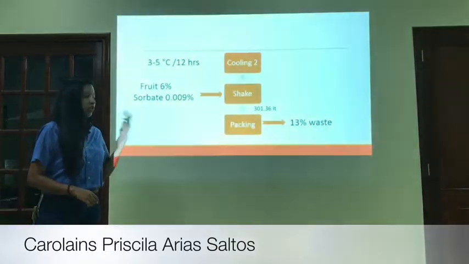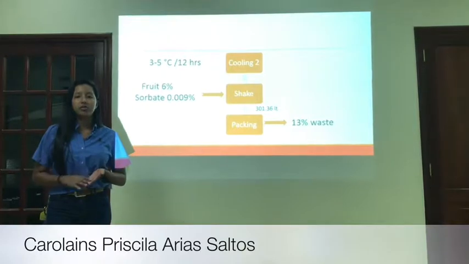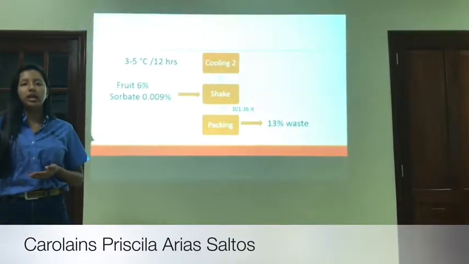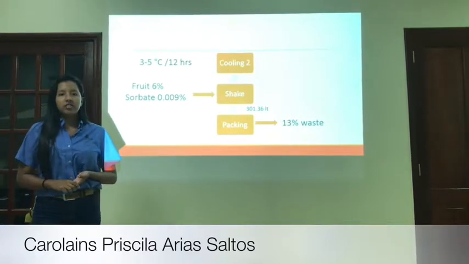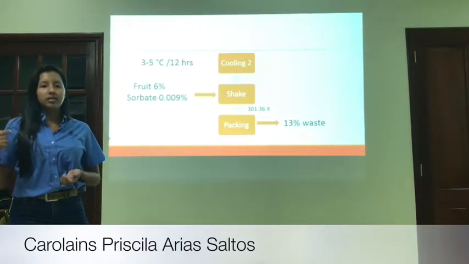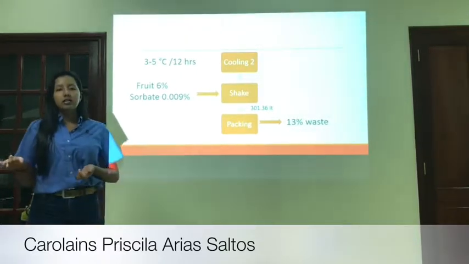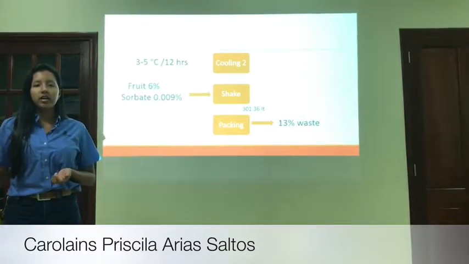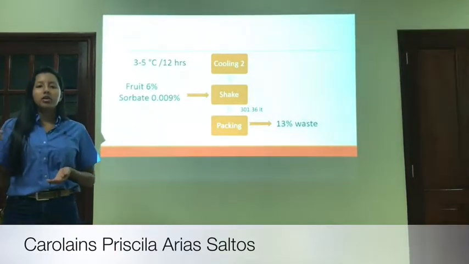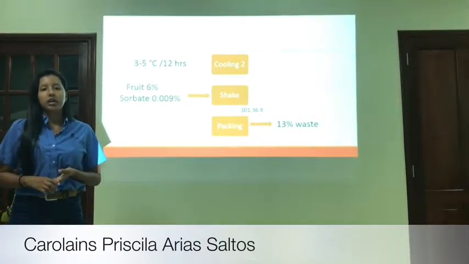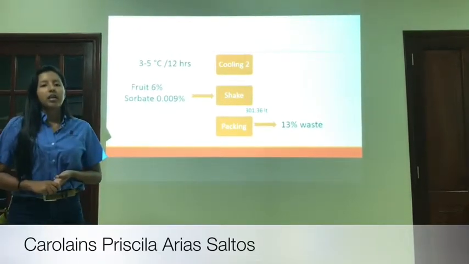The next step is shaking. After cooling, the pots are removed and kept at room temperature until a temperature below 20 Celsius degrees is reached. The stage is done in a stainless steel pot with a mechanical stirrer. This is where fruit jelly is added at 5% and potassium sorbate at 0.009%. Thus we achieve a homogeneous consistency.